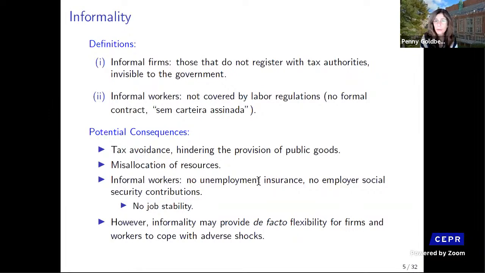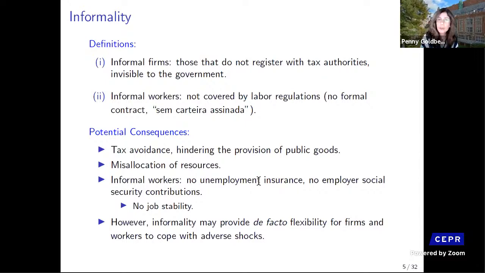Third, informal workers do not have unemployment insurance, benefits, social security contributions, or job stability. We are not going to model risk or insurance in this paper. However, we'll have a little bit to say about job quality in the sense that we do focus on unemployment, and we do compute welfare measures by taking unemployment into account. I will come to that later, but this is another reason that informality could potentially be important.